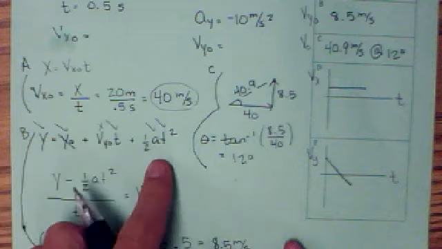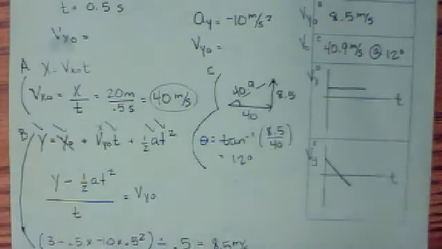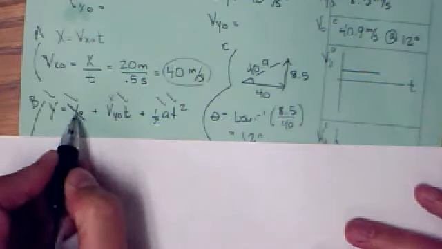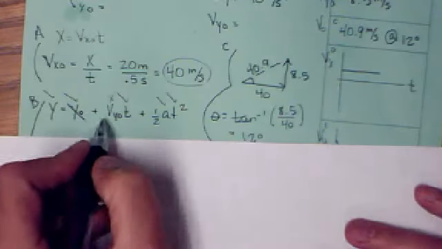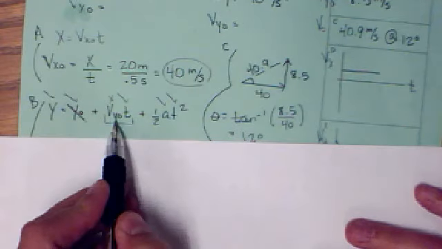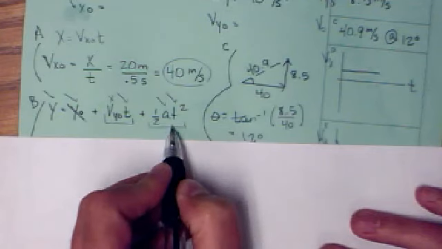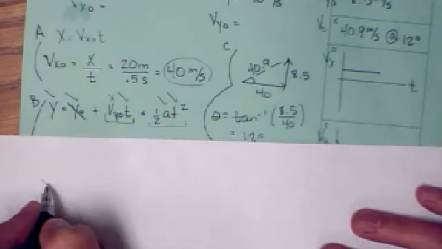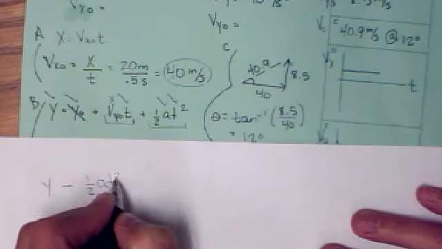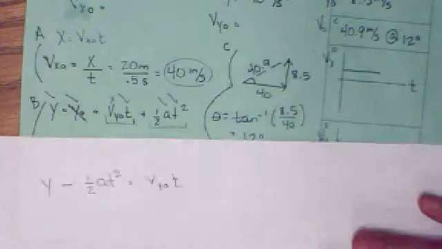So in rearranging this equation, I'm going to slip another sheet of paper here. In rearranging this equation, this segment's gone because it's 0. And I want to get this segment by itself. This has the unknown in it, so I want to get it by itself to begin with. So I'm going to subtract this segment from both sides. When I subtract it from both sides, I've got y minus 1/2 at squared equals Vy naught times t.